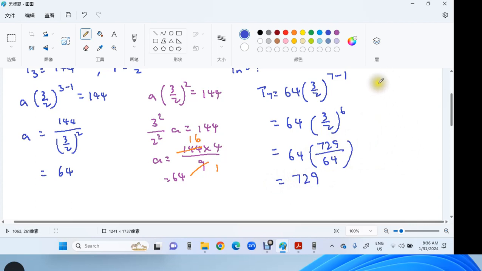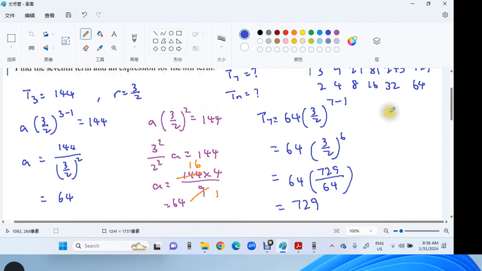Okay, so lastly we want to find the Tn. So Tn is A R power n minus 1. A is 64, R is 3 over 2, so 64 times (3 over 2) power n minus 1. Okay, so this will be the answer.